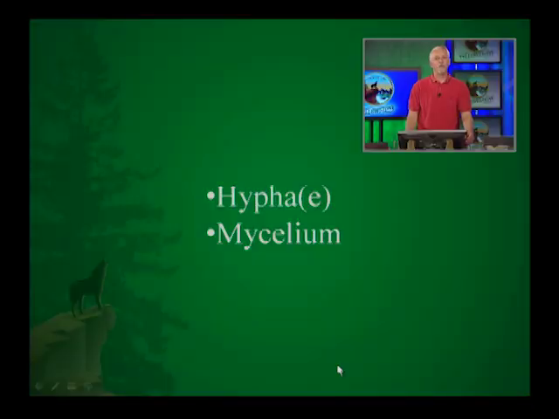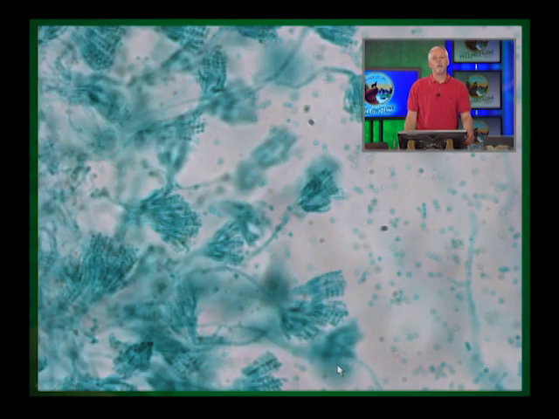Now, when we talk about fungi again, they tend to grow in filaments. And so we describe these filaments as hyphae, and then the mass of the filaments we describe as a mycelium. And so again, as we look at an example here, the individual filaments would be a hypha, the plural of hypha is hyphae, the mass of the filaments would be a mycelium. So we're looking at a mycelium of a fungus here.